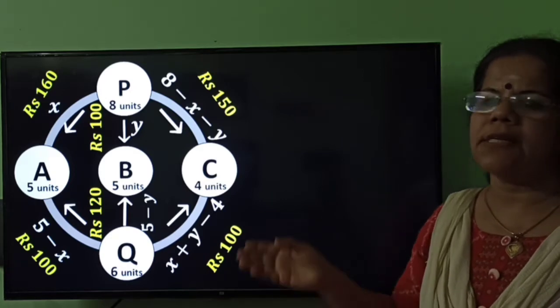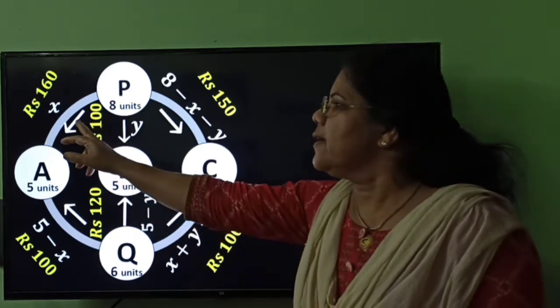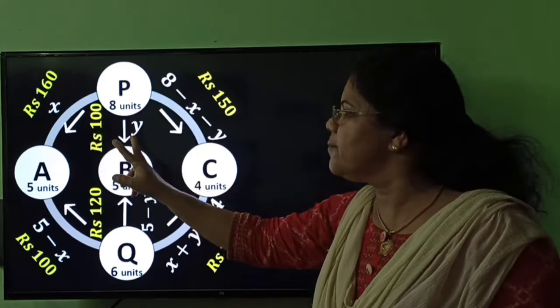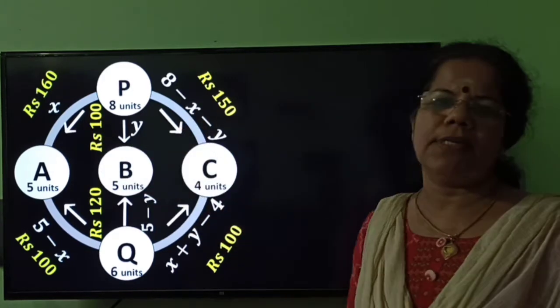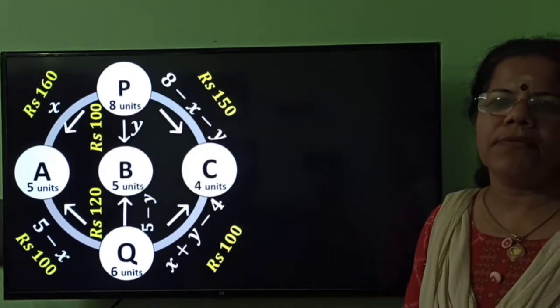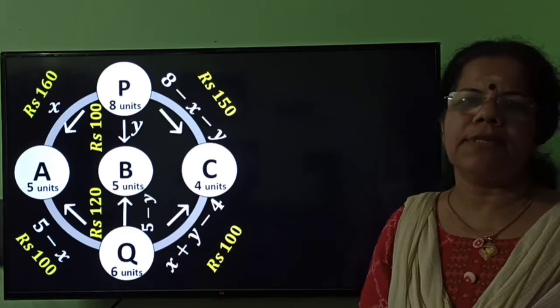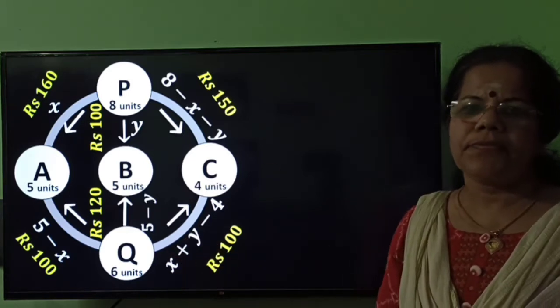Now linear constraints also, altogether we can say x must be greater than or equal to 0, y must be greater than or equal to 0, 8 minus x minus y must be greater than or equal to 0. Like that we have to take one by one after the other constraints.